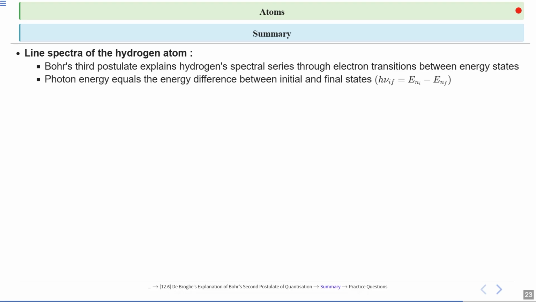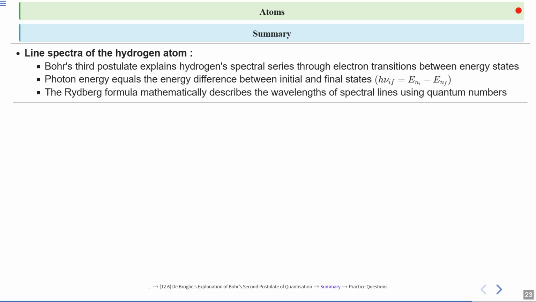Next, notice that the energy of the photon emitted during this transition is equal to the difference in energy between the two states. In plain terms, photon energy E equals h times frequency. So E equals h nu_if, and that's also equal to the difference between the initial and final energy levels, that is E_ni minus E_nf. Here h is Planck's constant measured in joule seconds and nu_if is the frequency in hertz.